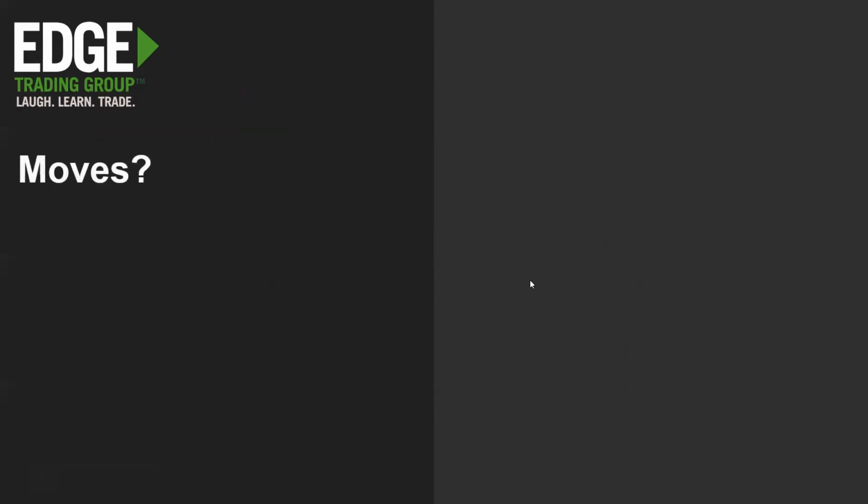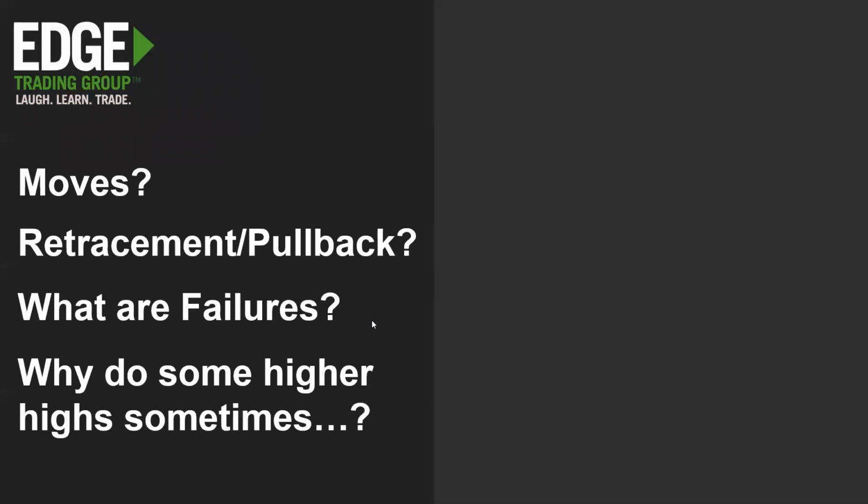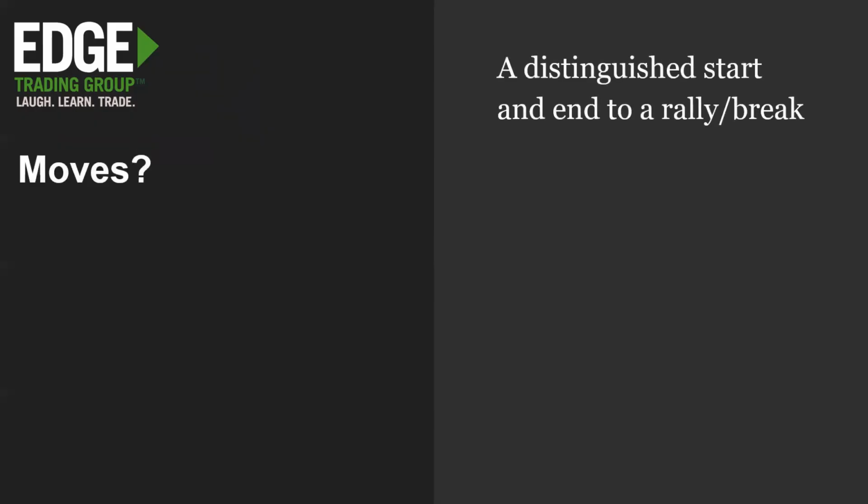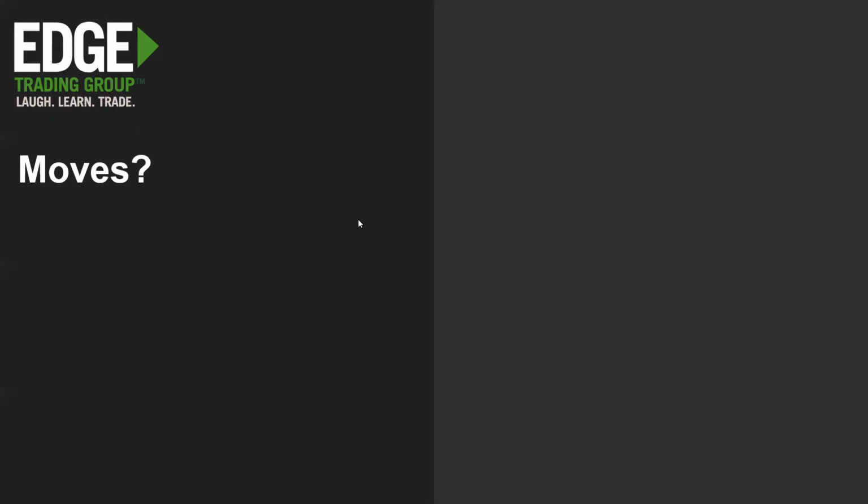I'm going to go back and forth. The way I'm doing this is I'm going to go back to this slide to draw, but this slide to ask and answer the question. So what are moves? Moves should be easy to understand. It's a distinguished start and end to a rally or break. All right? So in this case, let me pull up my pen. I don't want to spend a lot of time on it.